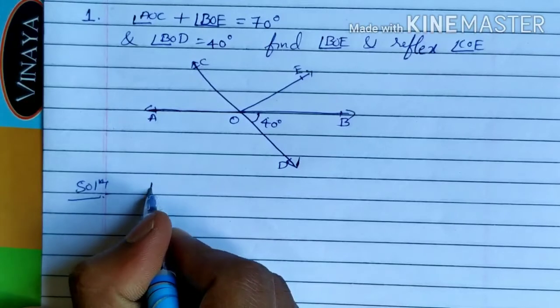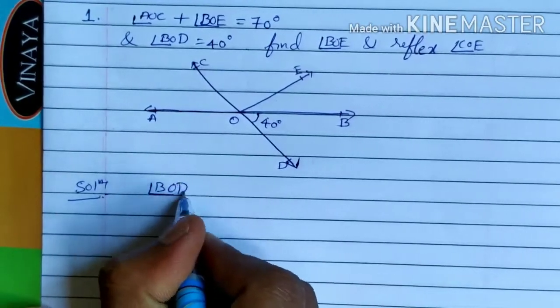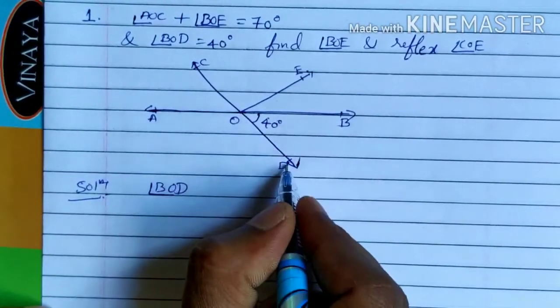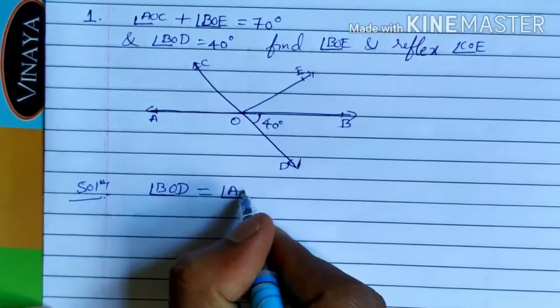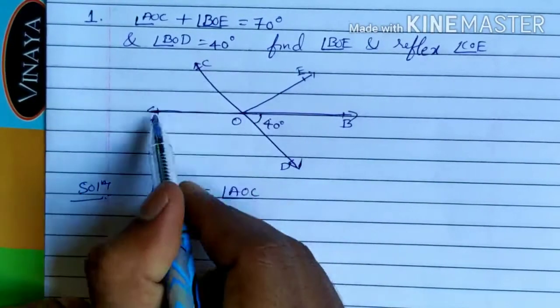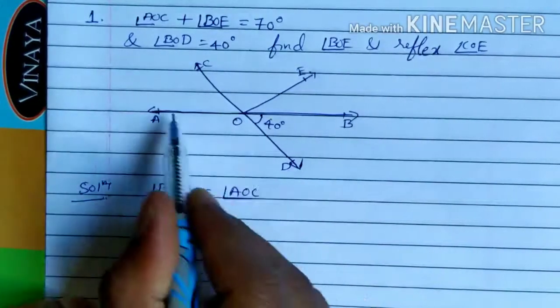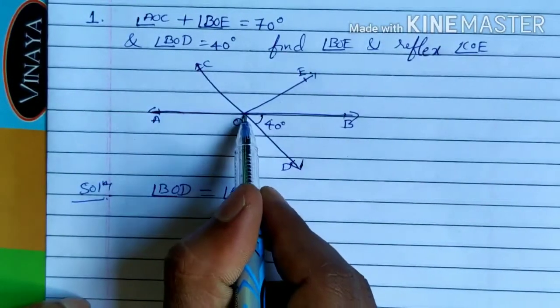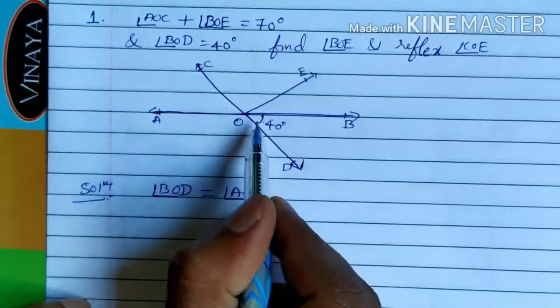Angle BOD is equal to angle AOC, because CD and AB are straight lines intersecting at this point. These two angles will be vertically opposite angles.